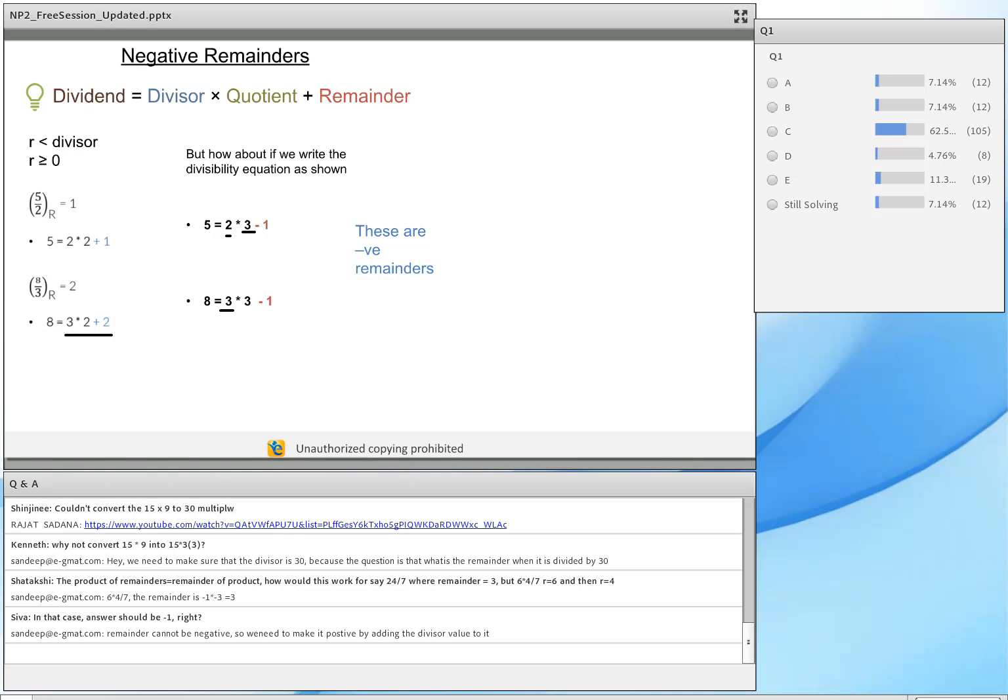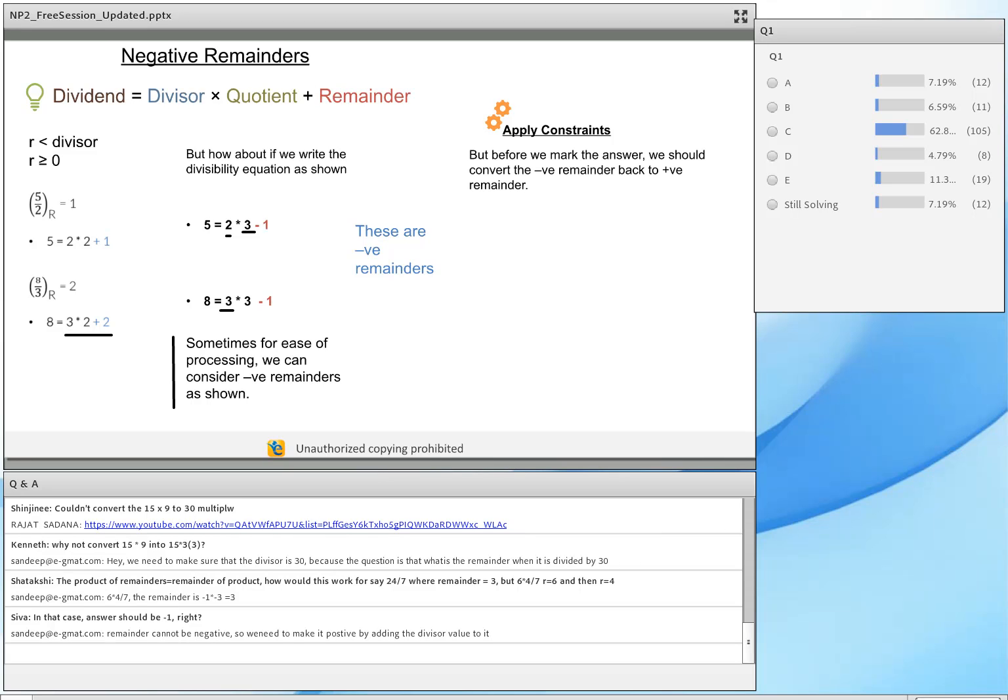But remember, our constraint is that a remainder must be greater than or equal to 0 and must be less than the divisor. So let's apply these constraints and see how we convert these negative remainders into positive remainders. You may be wondering why we are doing this. In certain questions, this is a better way, and I'm going to explain this with certain examples in the next few minutes. So let's see how we convert a negative remainder into a positive remainder.